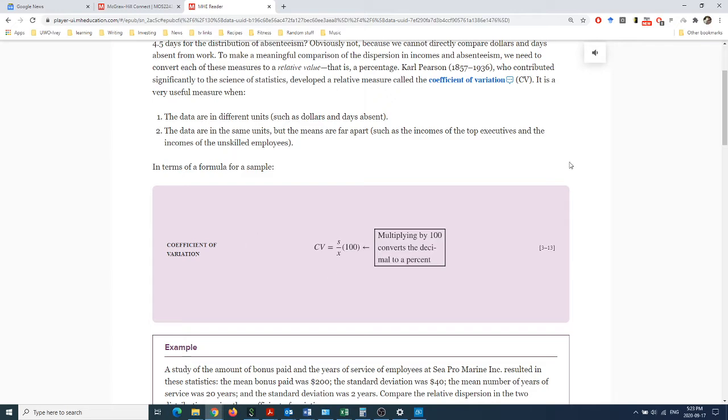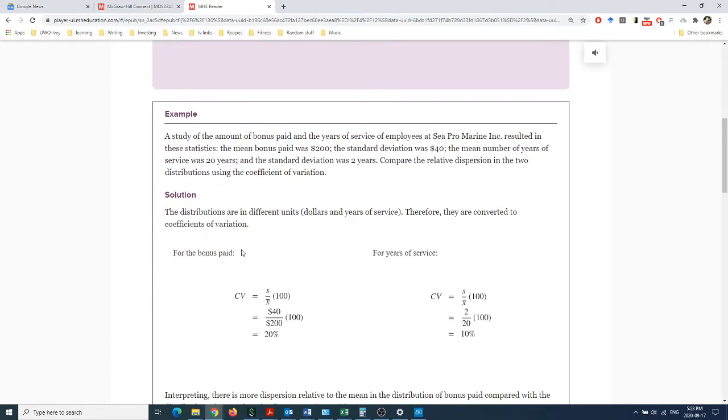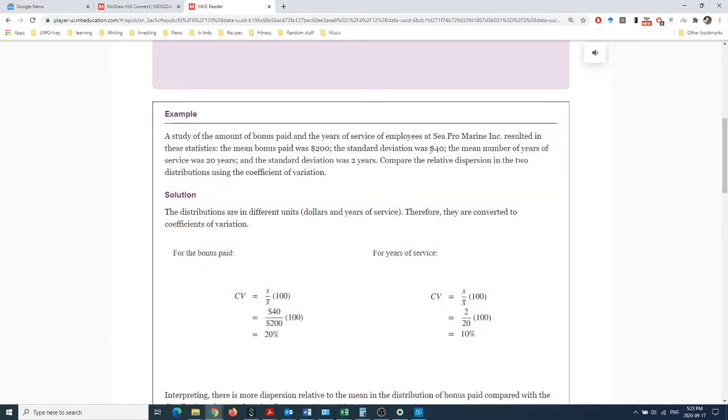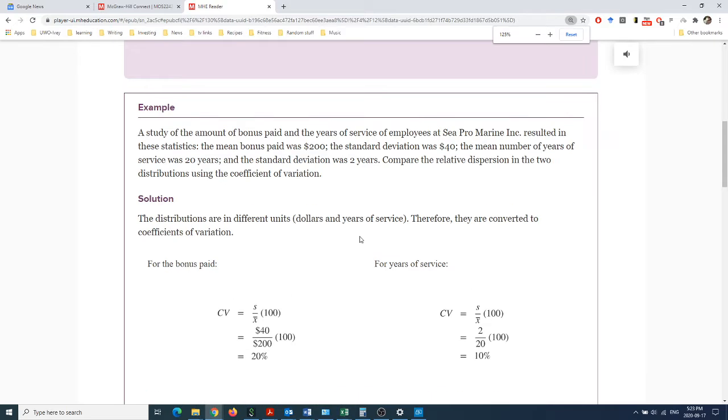It's hard to compare two different distributions, right? For example, here we have two distributions. One is the bonus paid per week for the year, and the standard deviation is given. And the other one is the years of service, which is 20 years, and the standard deviation is around 2 years. Okay?